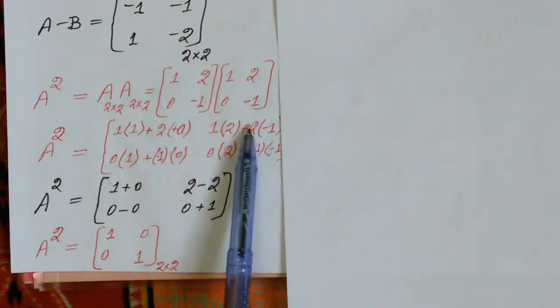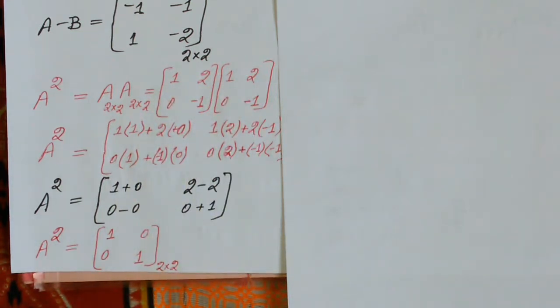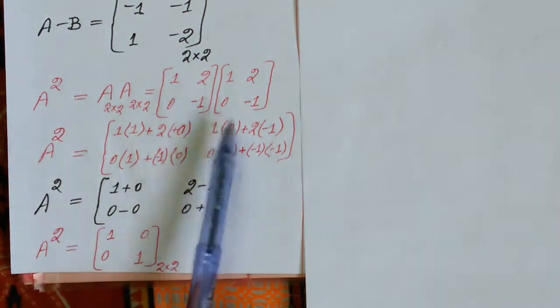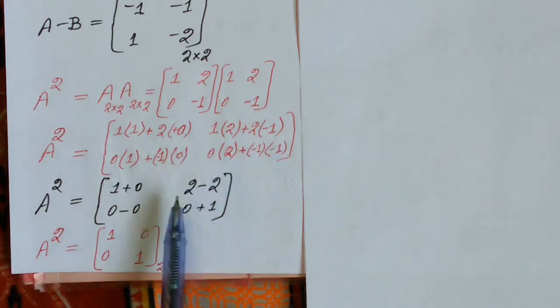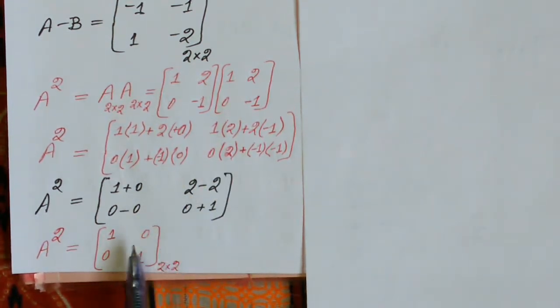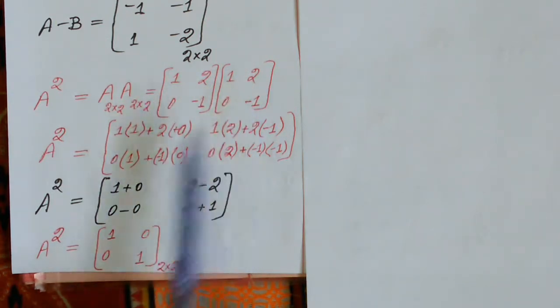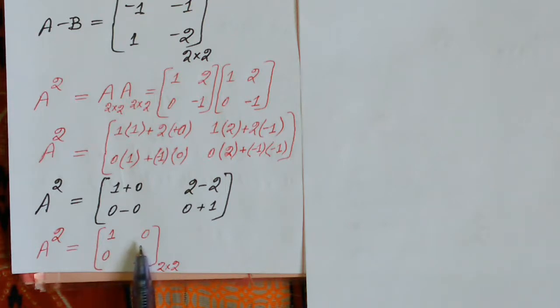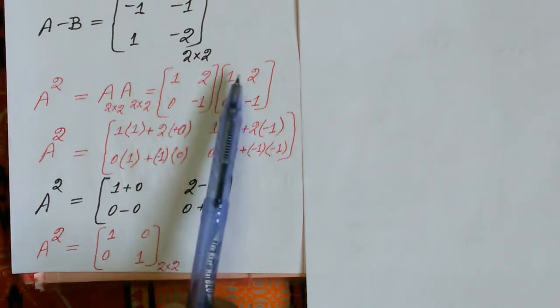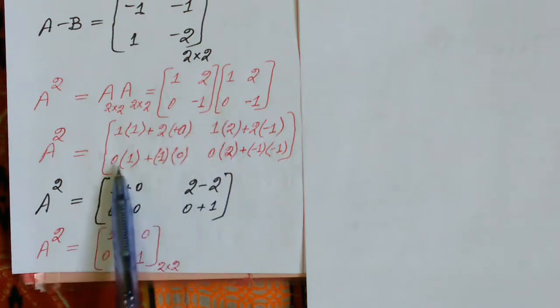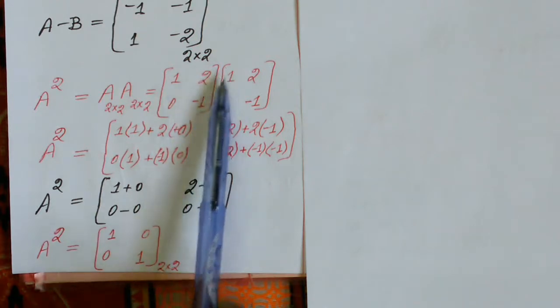Multiply the first row with second column. Multiply 1 with 2 plus 2 multiplied by minus 1. The resultant quantity is 2 minus 2 equal to 0. This element is obtained when we multiply the first row with second column. The resultant quantity will be substituted in first row and second column. Multiply the second row with first column. 0 multiplied by 1 plus minus 1 multiplied by 0. 0 minus 0. Resultant quantity is equal to 0. Row is second, column is first.